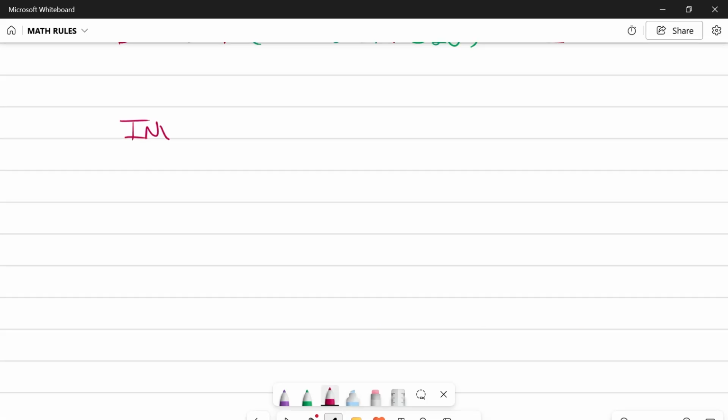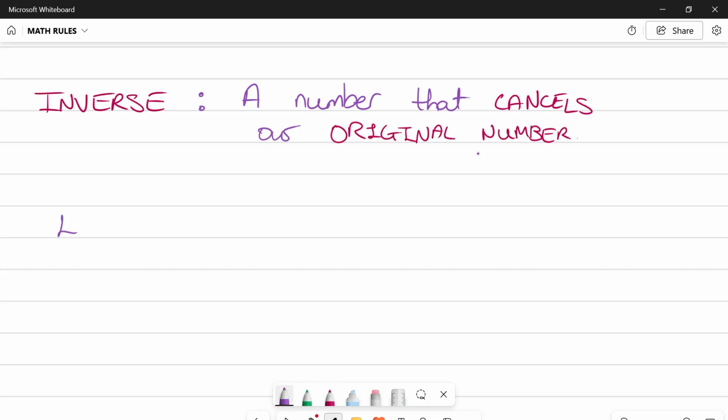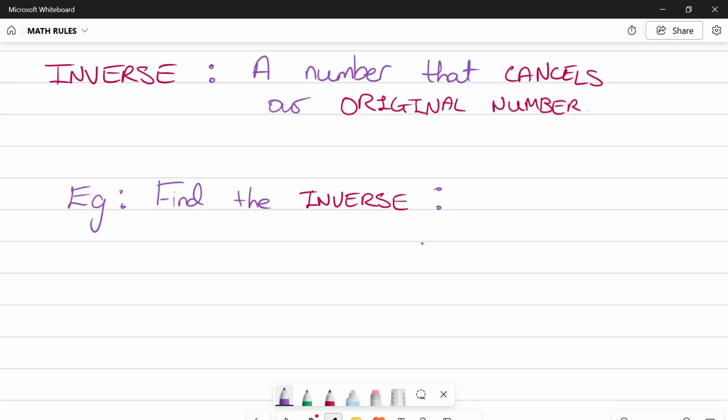Next, let's have a look at the inverse. The inverse is a number that cancels our original number. Let's look at an example. Suppose we are asked to find the inverse of 9 when doing subtraction. The inverse is a number that cancels our original number. What number can cancel our original number, which is 9, and leave us with 0?